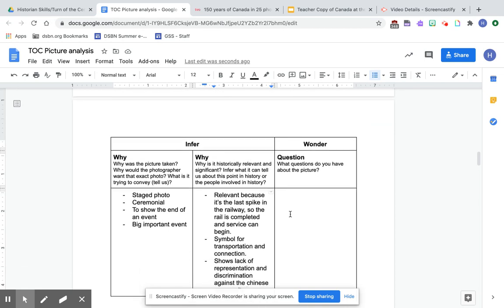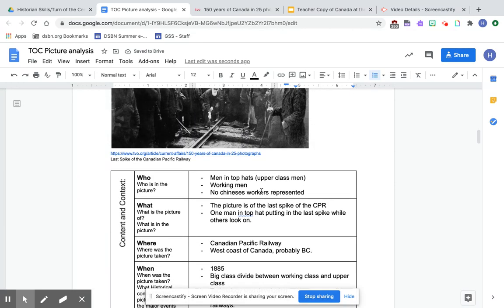So wonder, what questions do you have about this picture? Well, let's think of some questions you might have. It could be something like, why are the Chinese workers not represented? Who else is in there? There's no women. Were no women involved in building the railway? Was this really the last spike, or is it just a ceremonial thing? So that's how you could examine this photo.